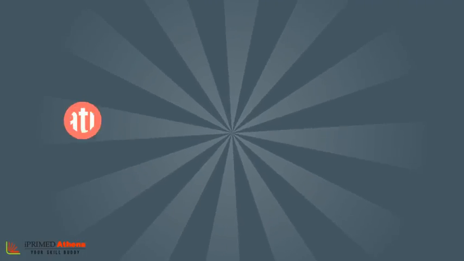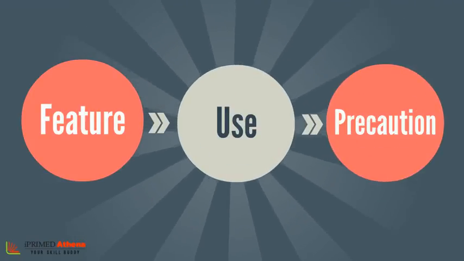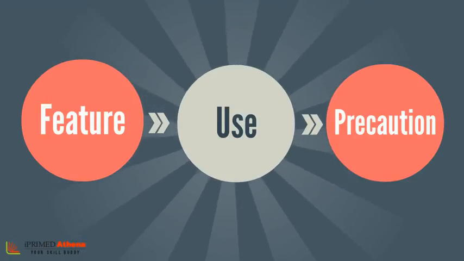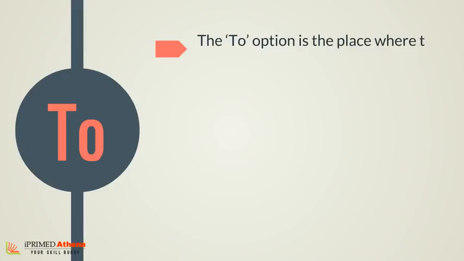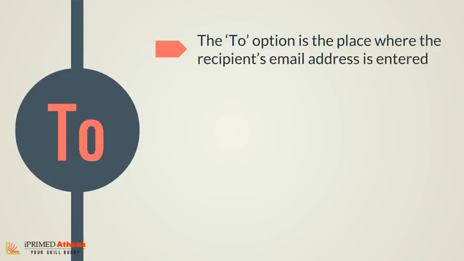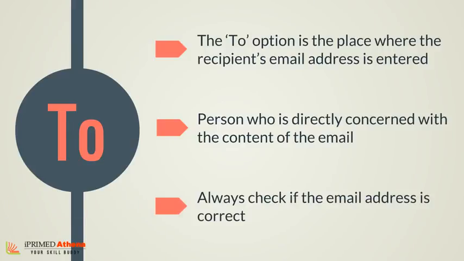Let us look at the features of an email, their individual uses, and what precautions should be taken while using them. The To option is the place where the recipient's email address is entered. The recipient in the To should be the person who is directly concerned with the content of the email. While entering the email address, always check if it is correct, or your mail is likely to bounce back, or you may accidentally send it to the wrong person.